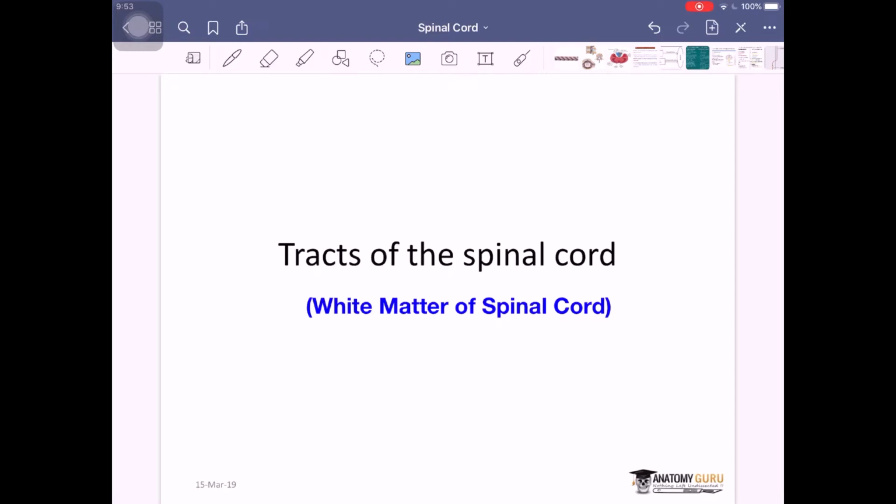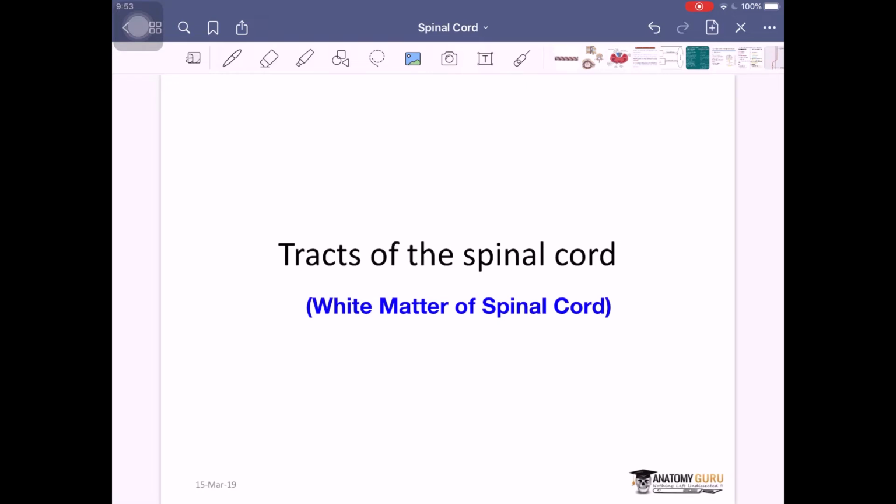So gray matter is divided into your anterior horn, posterior horn, and lateral horn, and these horns are further divided into your gray column nuclei and even the Rexed laminae. So we have seen the gray column nuclei and the Rexed laminae in anterior horn, lateral horn, and the posterior horn in our second part of this class. So in this third part, we'll talk about the white matter.